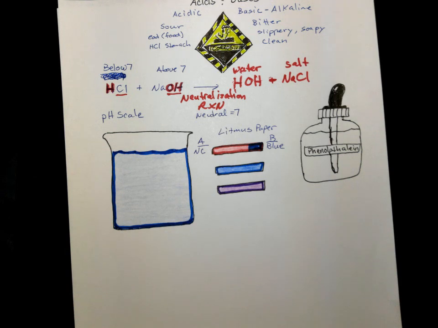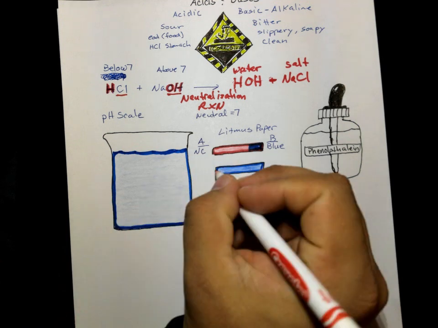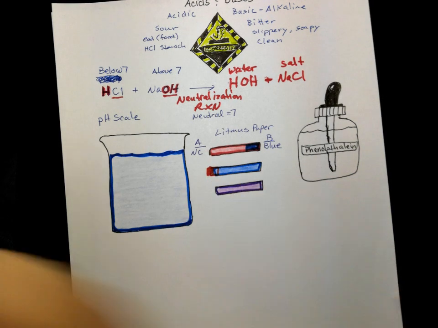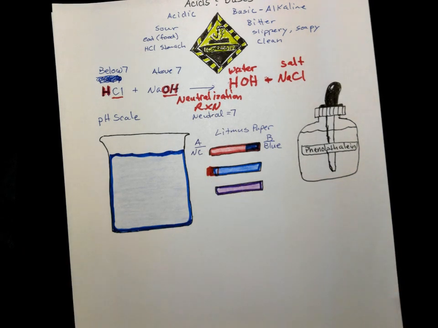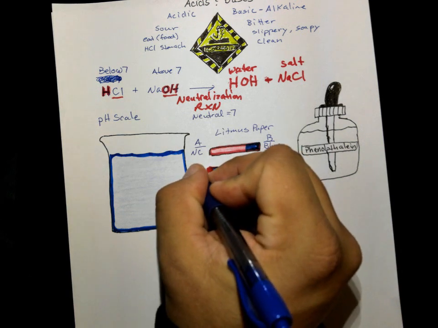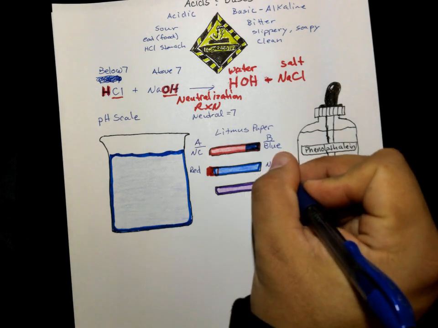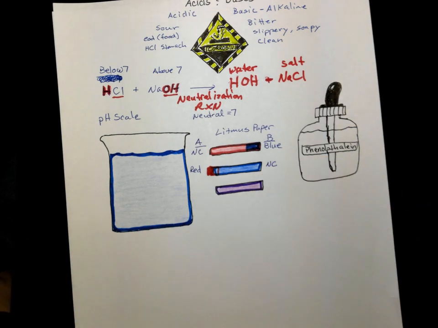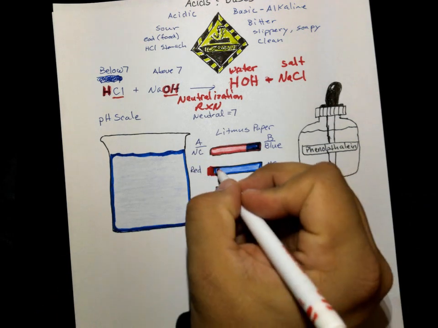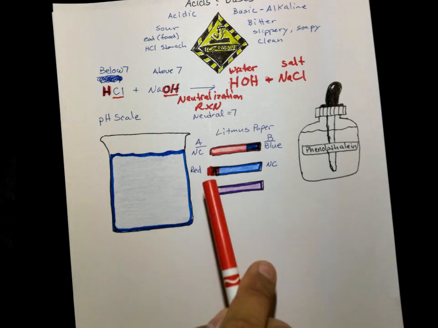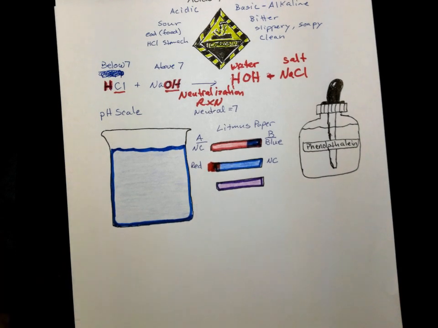Now, let's look at blue litmus paper. If I stick blue litmus paper in an acid, it turns red. And if I stick blue litmus paper in a base, there is no change. So what do you think we use blue litmus paper for? Well, if I stick blue litmus paper in water, there's also no change. So that means blue litmus paper must only be used for determining if something is an acid.